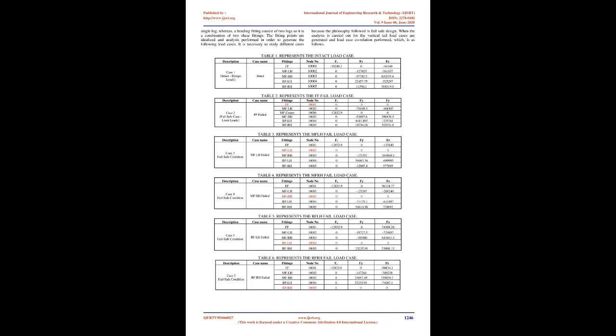In order to obtain the critical loads acting on the fitting, a load case correlation has to be performed, for which load cases are to be created. Since there are 3 different fittings, it is necessary to create 6 load cases, which are as mentioned below. First case, intact case. Second case, front fitting failure, shear fitting, FF.